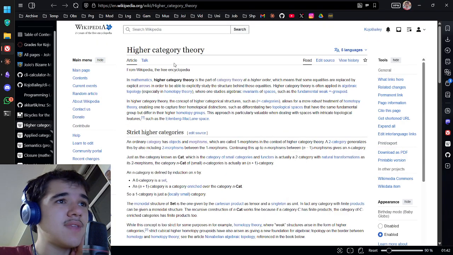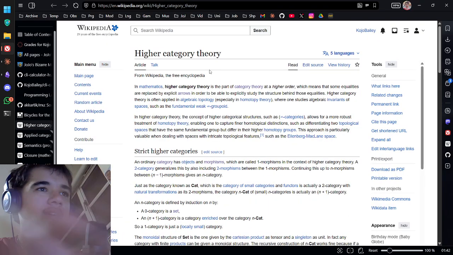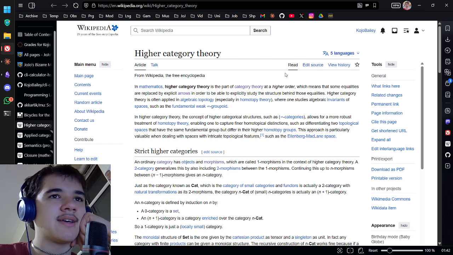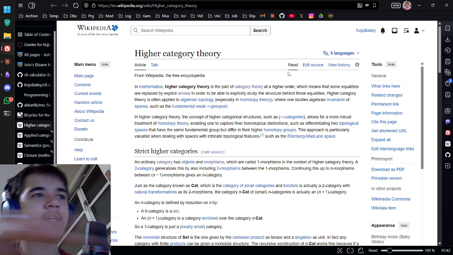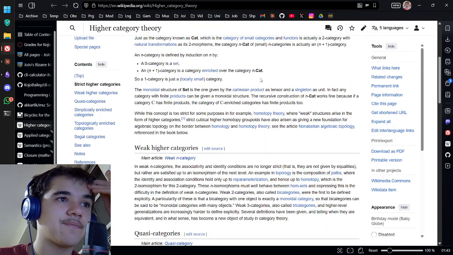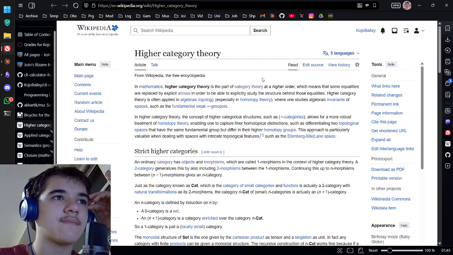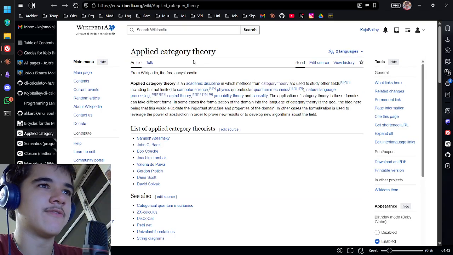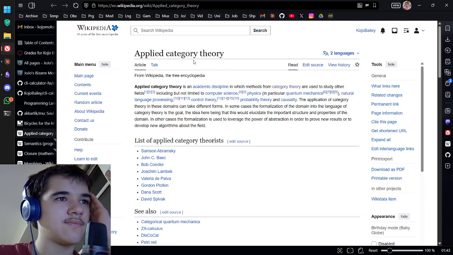Okay, higher category in mathematics. A higher category, or higher category theory, is a part of category theory at a higher order, which means that some equalities are replaced by explicit arrows. Okay, higher category theory is often applied in algebraic topology. Sicko. Yeah. Huh? Okay. Interesting. I mean, we're kind of outside the scope of my original focus so far, but just to quickly skim through these.